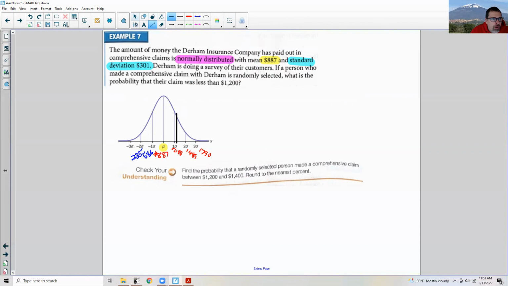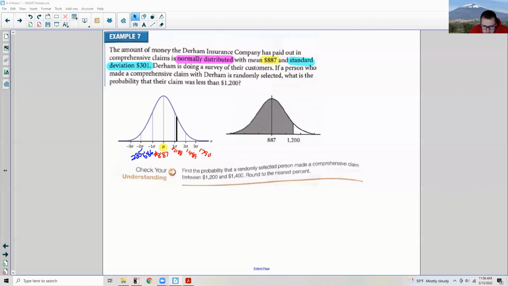So my line is going to be approximately there. Okay, and what I want to know is I'm going to shade this side here. So let me see if I can do that. Okay, so I just copied this from the book. I don't agree with it. And the reason is this is like a half a standard deviation, which would be like $150.50 more than our 1188. And we're only $12. So the actual line should be like here. I don't know why the book did that, but that's a half a standard deviation. So just think of the red over shaded. That's what we're trying to find. What is the probability that their claim was less than $1,200?